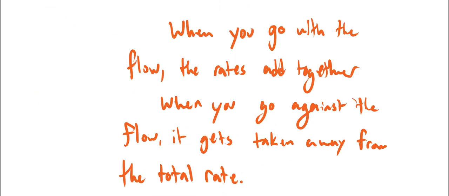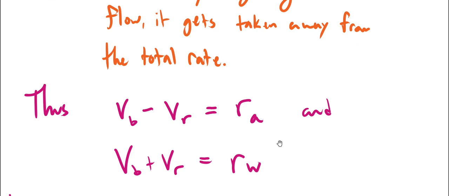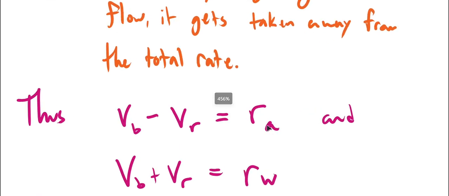When you go with the flow of the river, it adds to your total speed. And likewise, if you go against the flow of the river, that's shifting you back. It's subtracting from your total speed. So what we have is the following equations. Here are the given facts turned into equations. When I'm going against the river, my rate is going to be the rate of the boat minus the rate of the river, because the rate of the river is moving opposite the boat.